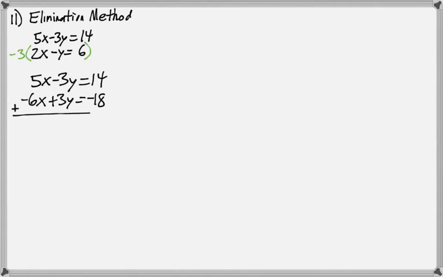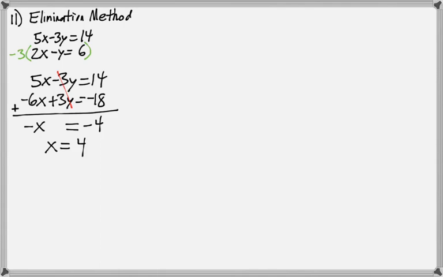So if I add these up, 5x and negative 6x becomes negative x. The negative 3y and the plus 3y, those cancel out. That is good. That's exactly what we wanted to have happen. And then on the other side, 14 plus negative 18 is negative 4. So then if you divide both sides by negative 1, x is equal to a positive 4. And we have one of our two coordinates, or the x value of our coordinate.